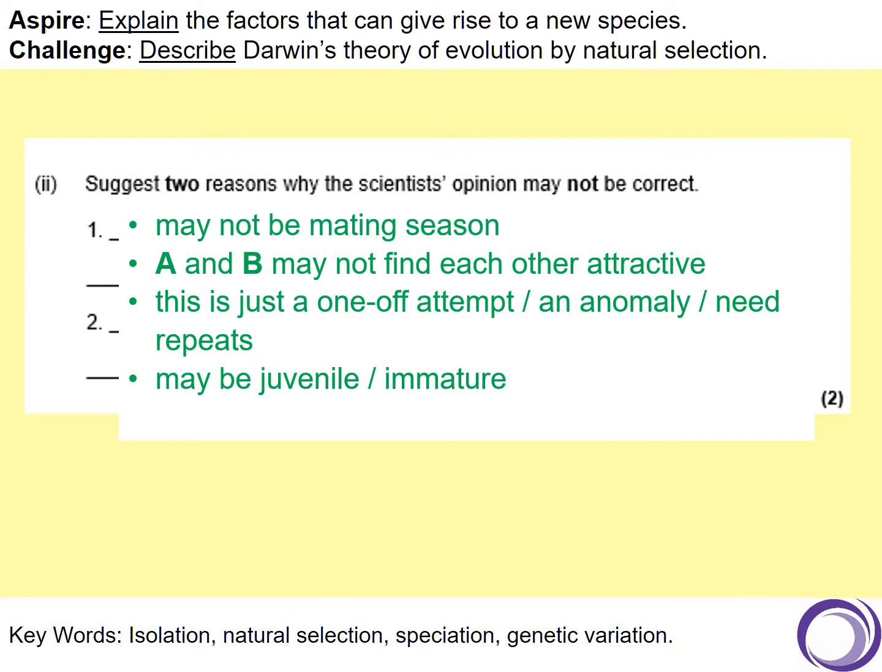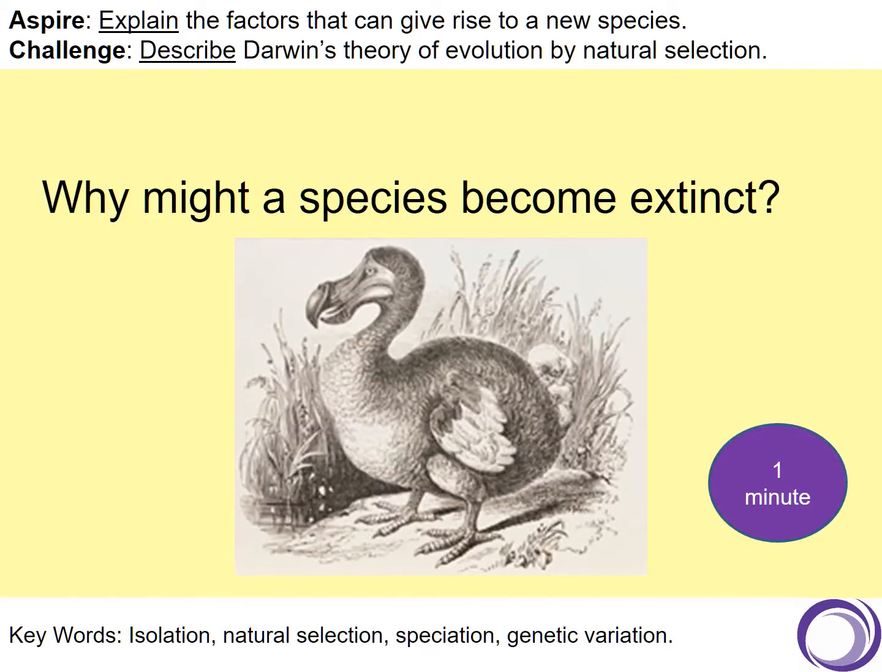So there's lots of other reasons why these 2 shrimps may not have mated, other than they may no longer be the same species. They might be the same sex. So there might be 2 females or 2 males together, which are then not going to be able to mate. I want you to look at this picture for a second then, and I want you to think about what this animal is and why might it have become extinct. 1 minute.